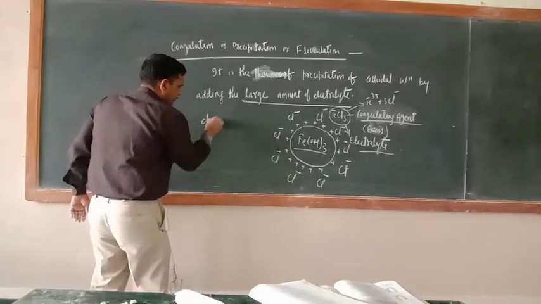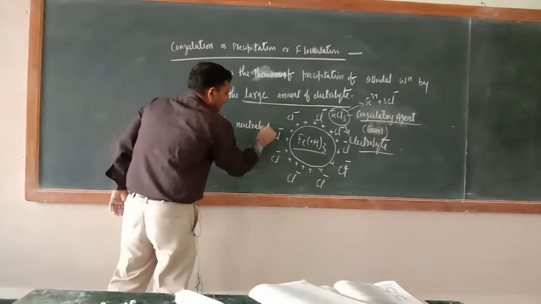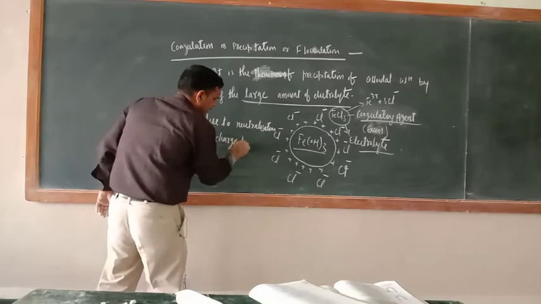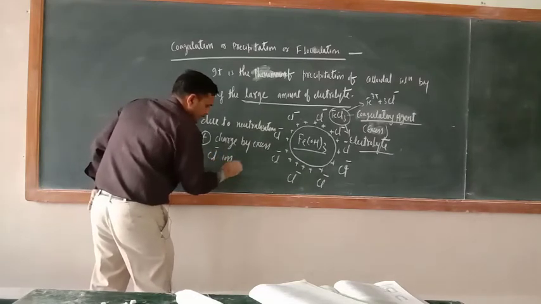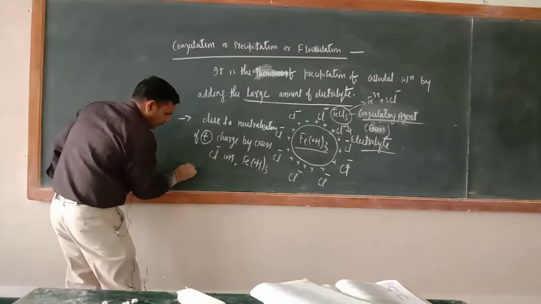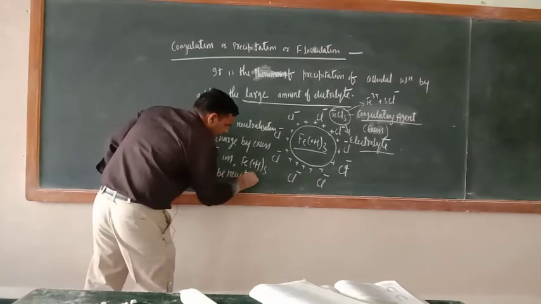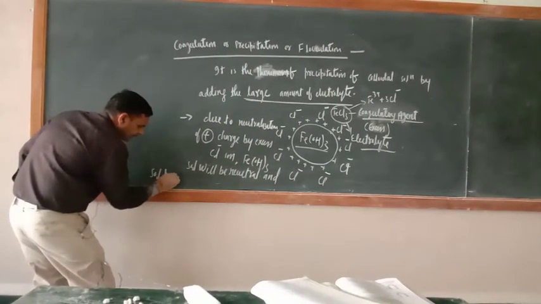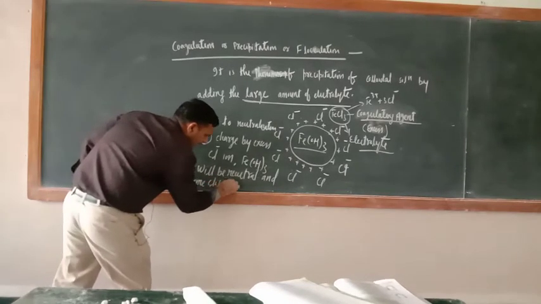Here write, due to neutralization of positive charge by excess Cl negative ion, Fe(OH)3 salt will be neutral, and all salt particles come close and get precipitated.